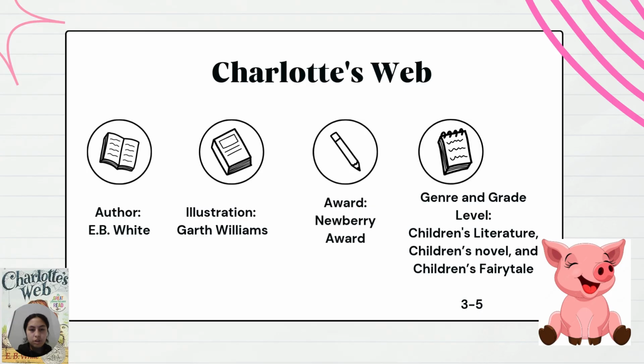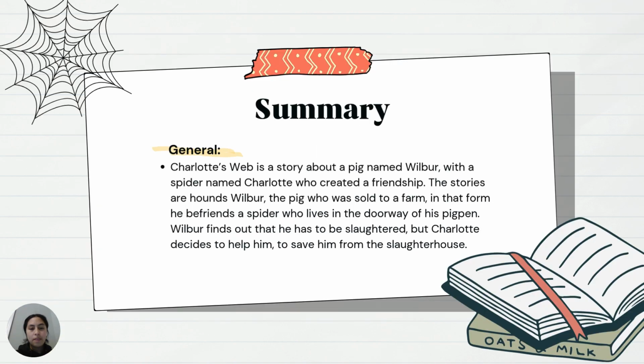For my first book, I have chosen Charlotte's Web. The author is E.B. White, and the illustrator for this book is Garth Williams. This is a Newbery Award winner. Charlotte's Web falls under three different genres: children's literature, children's novel, and children's fairy tale. The grade level is 3rd to 5th grade.